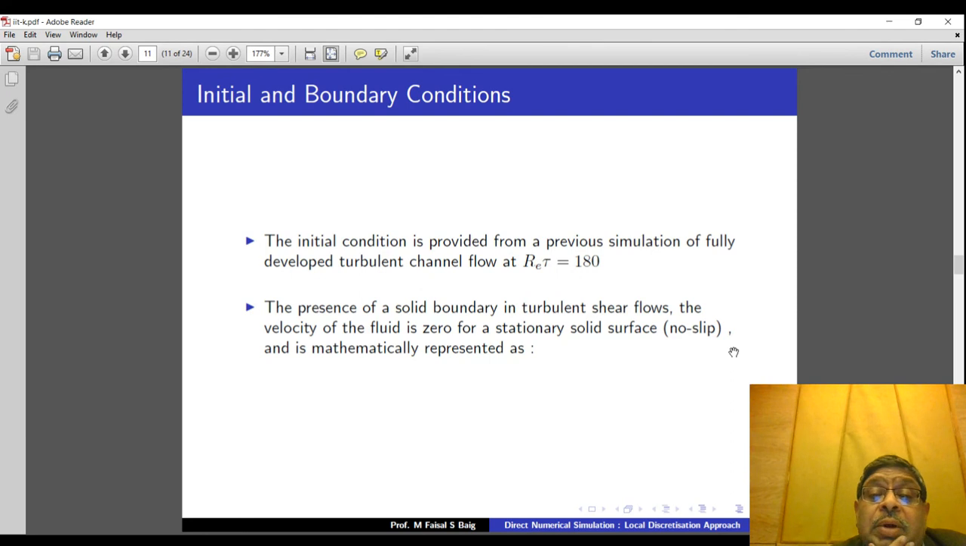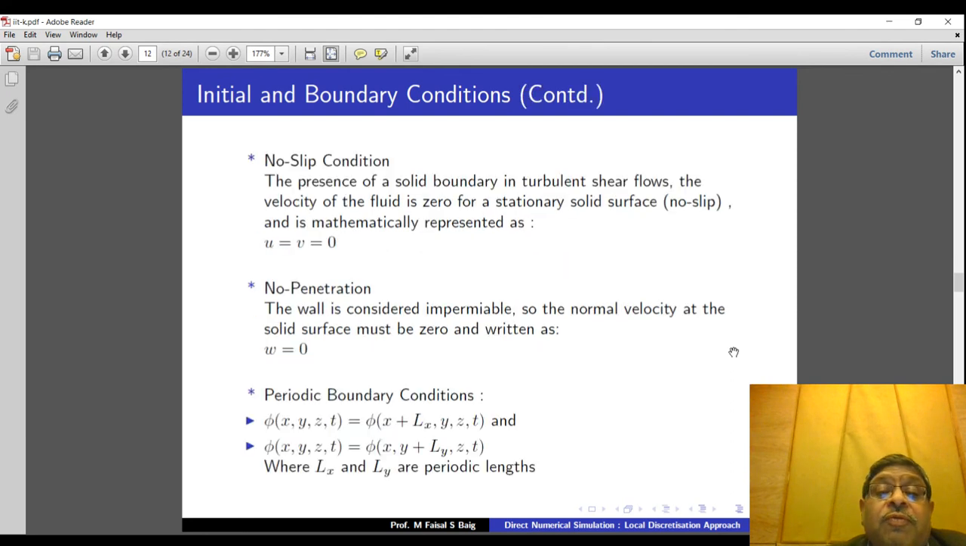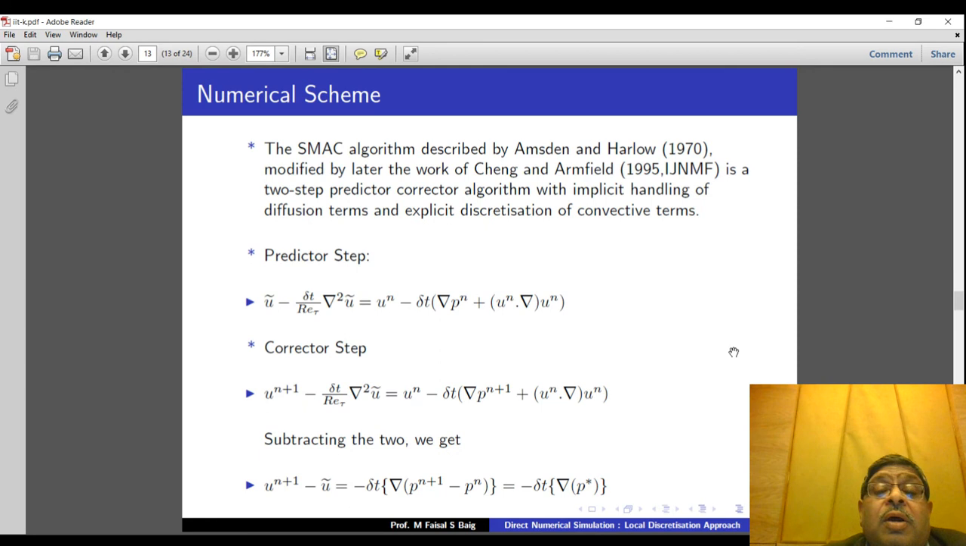So primarily the boundary conditions are for a stationary solid surface, and these are no-slip, no-penetration conditions with periodic boundary conditions in the streamwise and spanwise directions. The SMAC algorithm has been used in order to solve the governing equations, and it's a two-step predictor-corrector algorithm with implicit handling of the diffusion and explicit discretization of the convective terms.